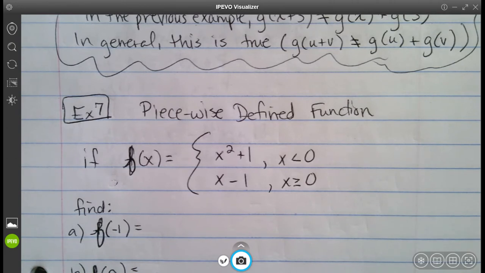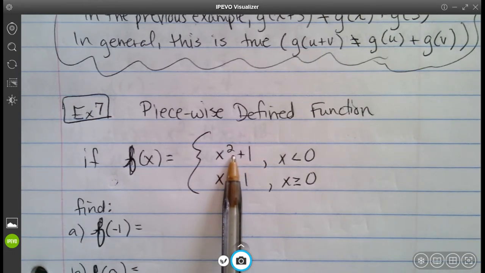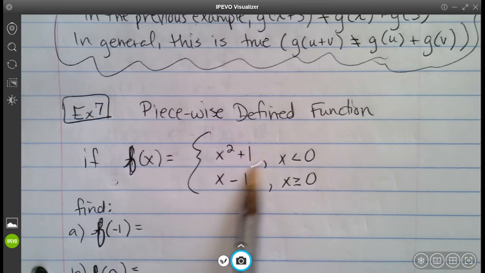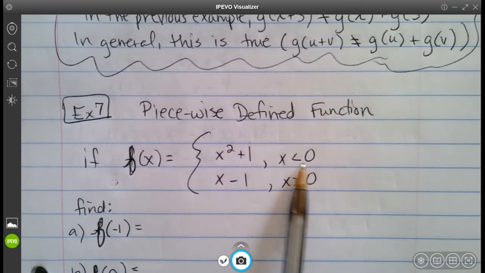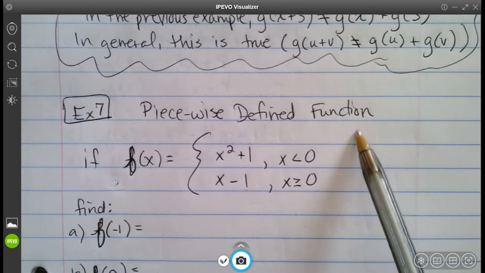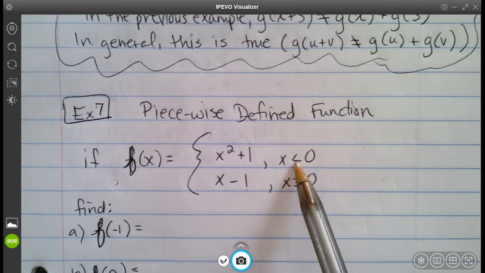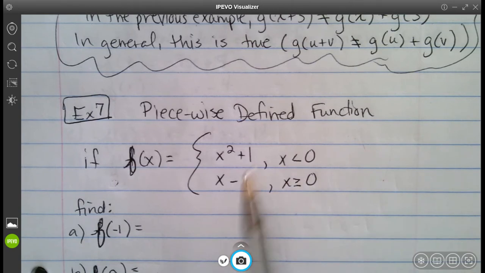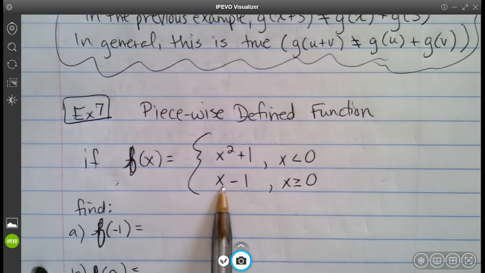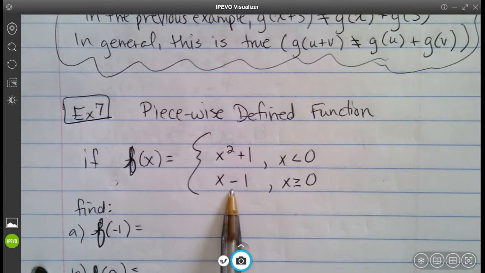So this one looks like you have the first piece, which is the top part, x squared plus 1. So this is a parabola. It's some kind of quadratic. And this is only going to happen for x less than 0. So on our graph, it's going to be like half a parabola, so to speak, on the left side wherever x is less than 0, so the negative numbers. The other piece of the graph is x minus 1, which is a line. So on the right side where x is positive or equal to 0, it's going to be a line.